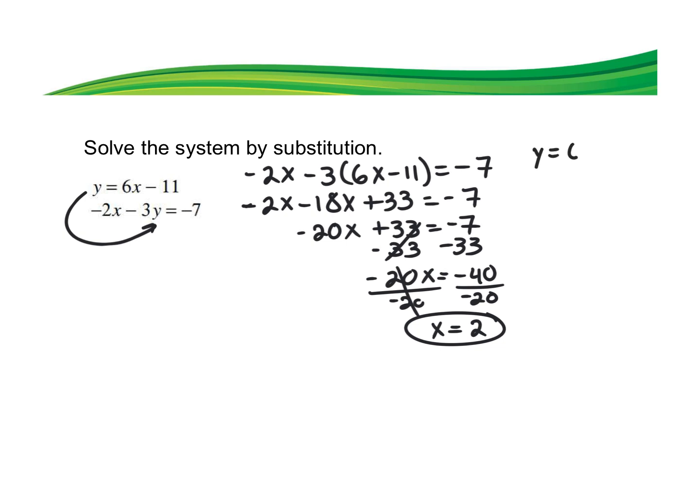So y equals 6 times 2 minus 11. y equals 12 minus 11. So we get that y is equal to 1. That is if you plug it into the first.